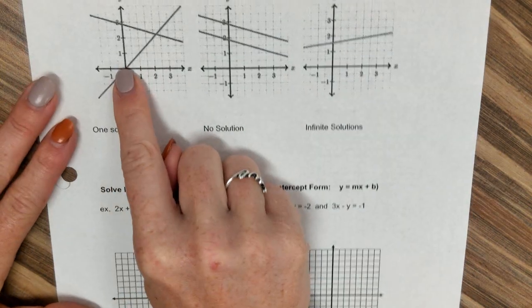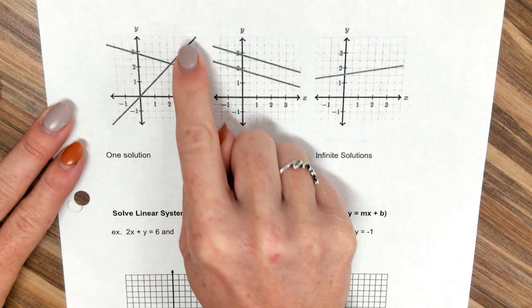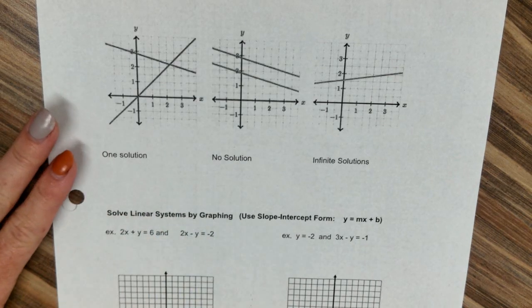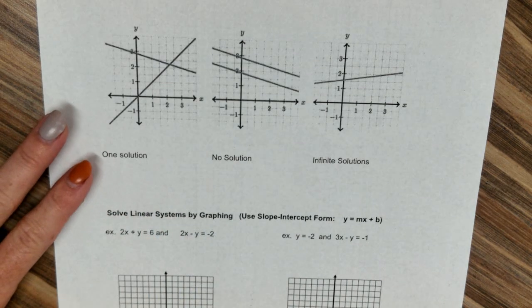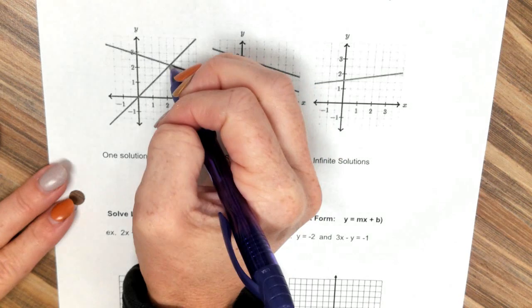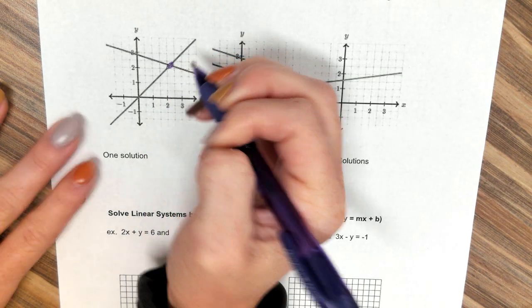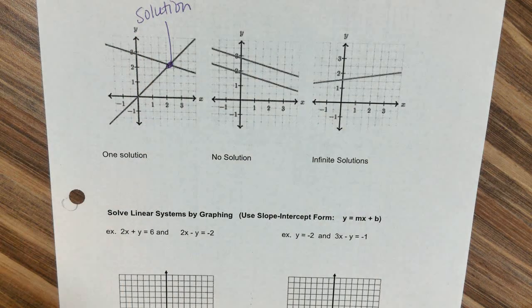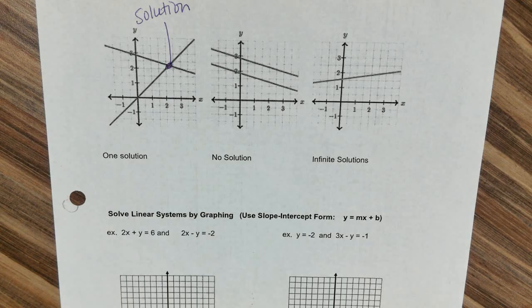Right here, this is a normal system of equations. Do you see two lines? Yes. When two lines intersect, the point of intersection is the solution. So right here, that is your solution. That's how most answers will look. It will just be two lines that intersect, and the answer is found where they intersect.